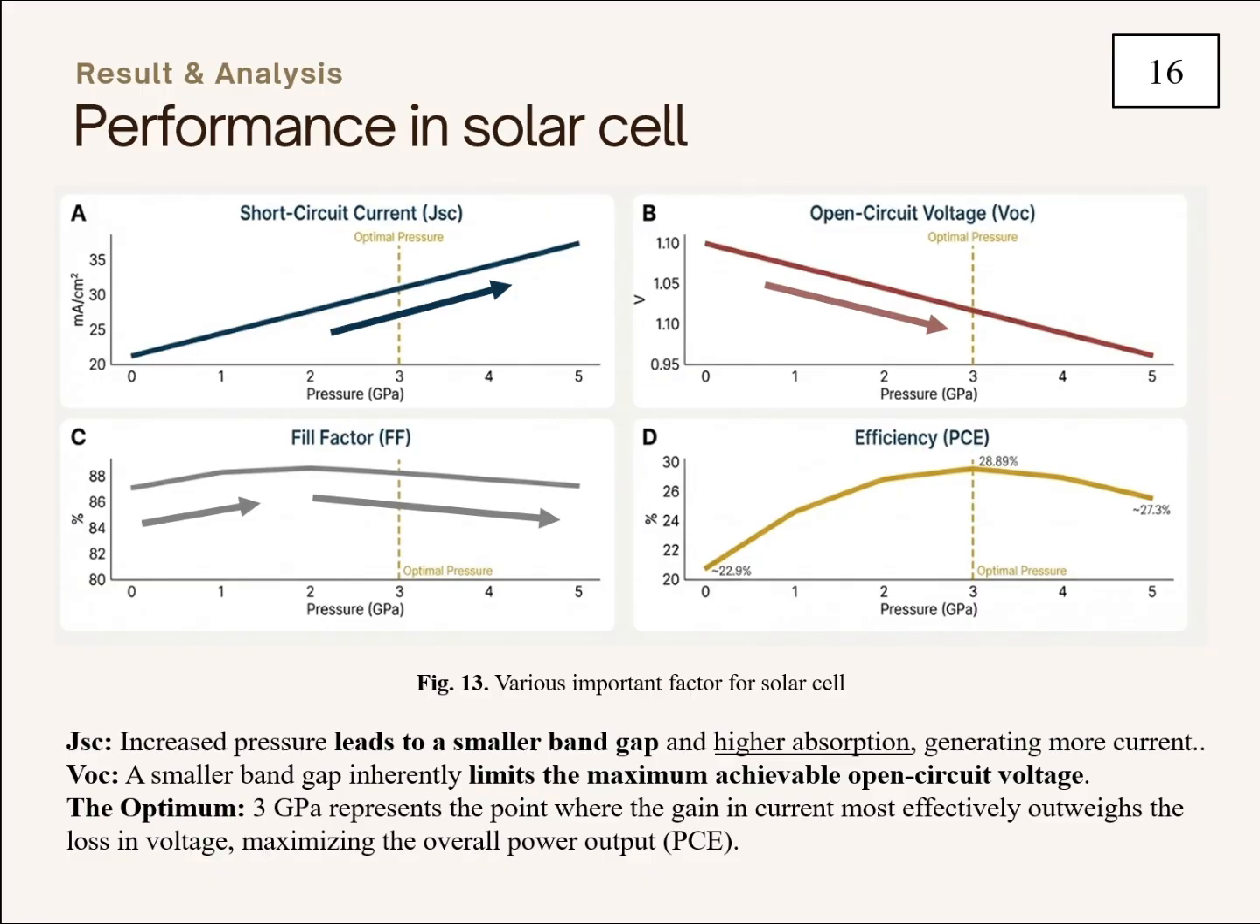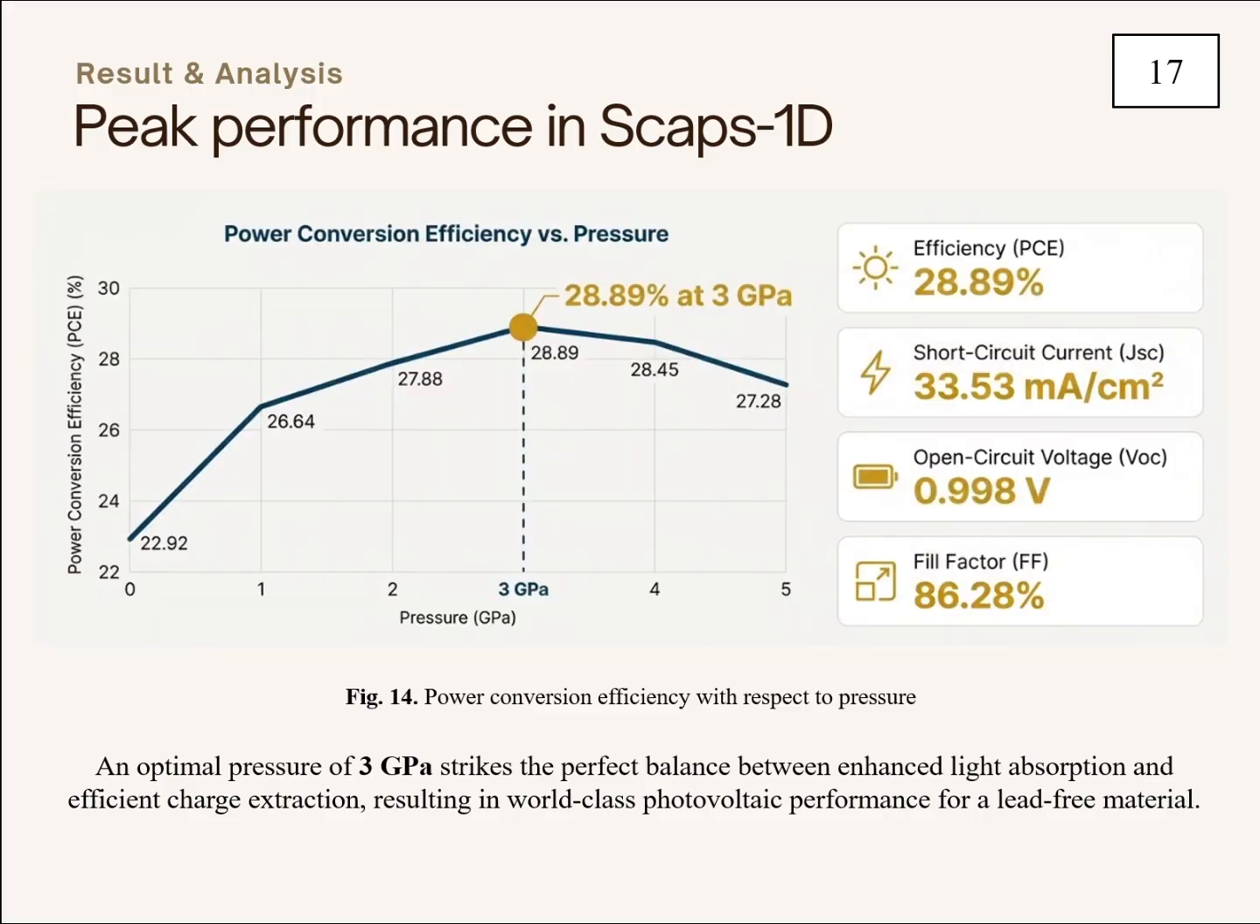And if we come to the best optimal efficiency, you can see that at 3 GPa, merging the short circuit current, open circuit voltage and fill factor together, the efficiency comes to 28.89% at 3 GPa, which is a lot. So in summary, peak performance: efficiency is 28.89% at 3 GPa, short circuit current is 33.53 milliampere per centimeter square, open circuit voltage is around 0.098 volt, and fill factor is 86.28%.